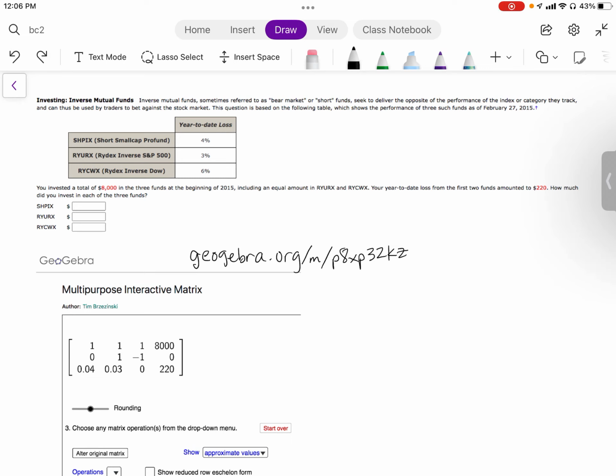So I know there's a bit on the screen here, but this is the question, right? And then I have the screenshot right below of GeoGebra, and it's taken from this website here. I don't know if you Google GeoGebra multipurpose interactive matrix if that would pop up or not. So there it is, just in case. Okay, let's check it out.